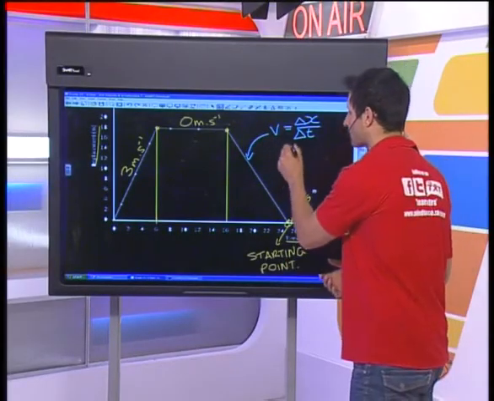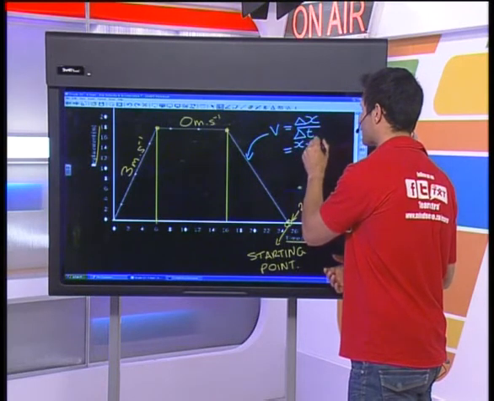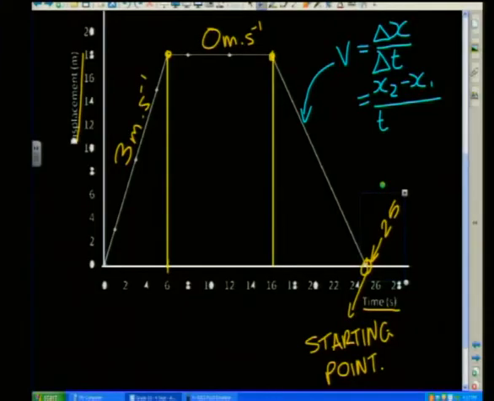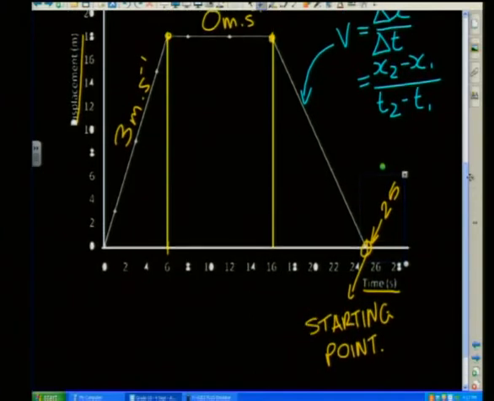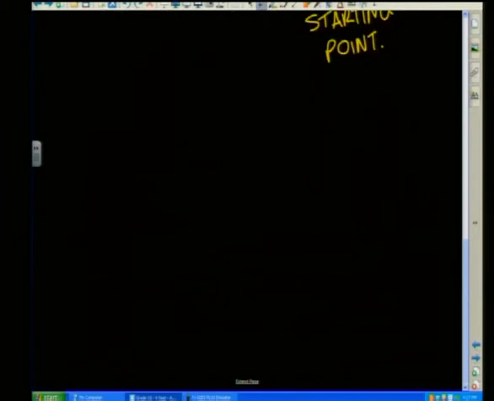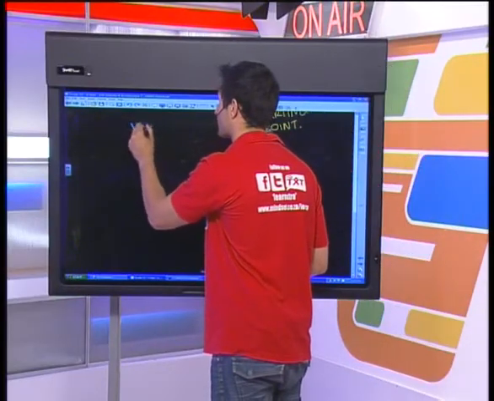A different way of writing this formula is saying x2 minus x1 over t2 minus t1. So that's a way that you might be much more familiar. 0.2 minus 0.1. And that's the way that you've worked out straight lines in maths. So now I'm actually going to take this down further, and let's see if we can figure out what the gradient of that line is. So let's have a formula, then we're going to substitute together.